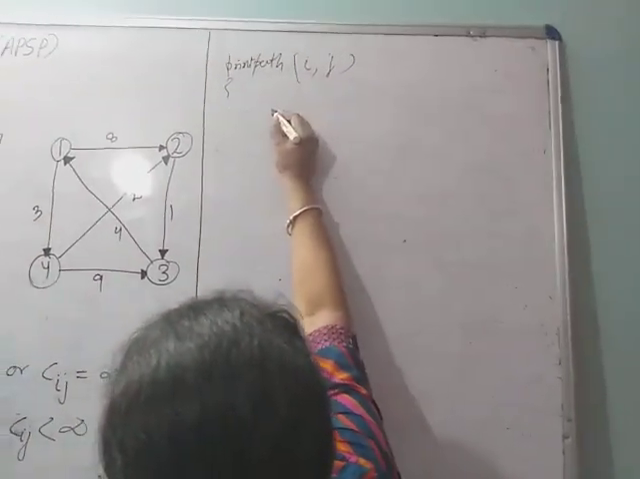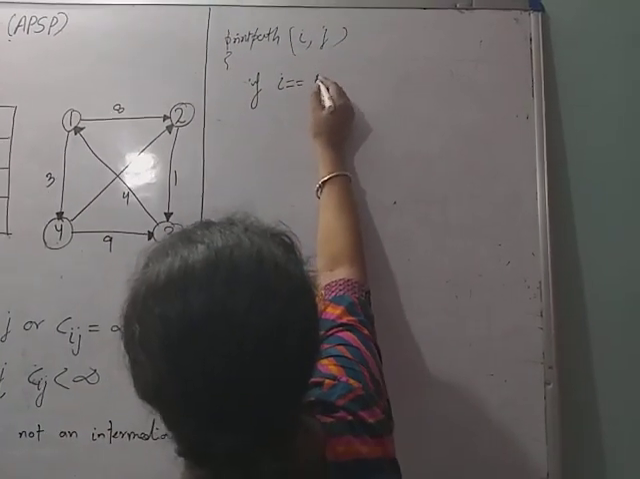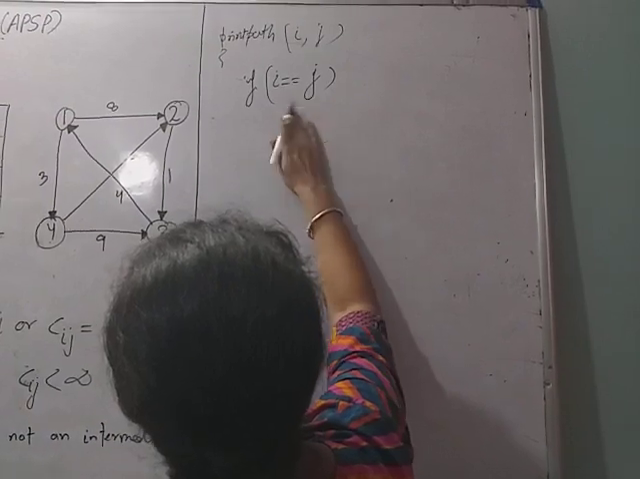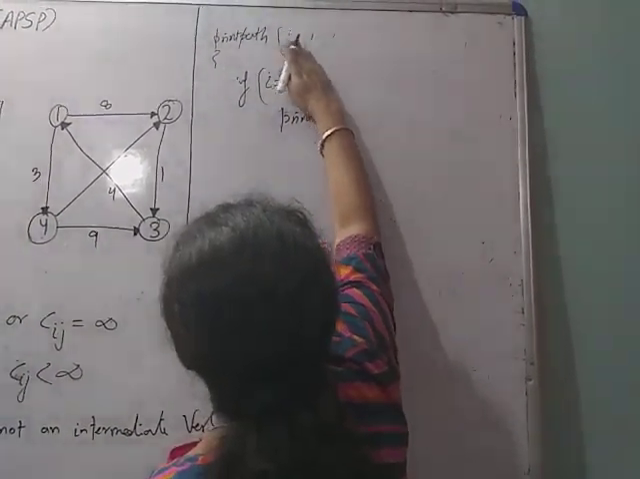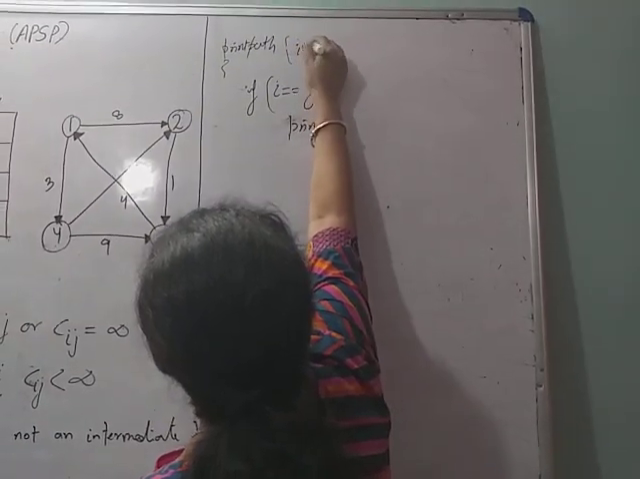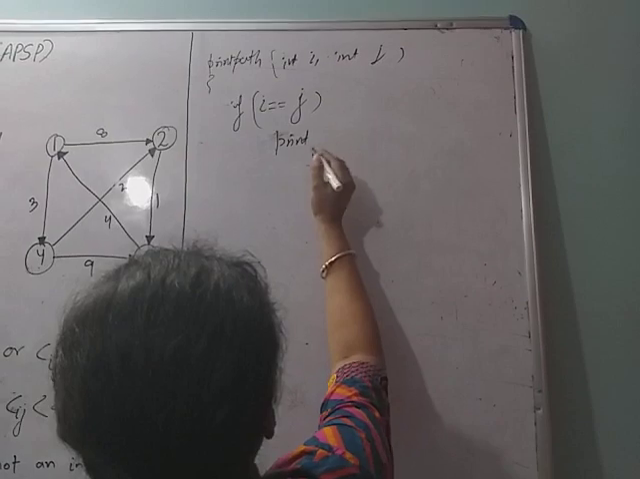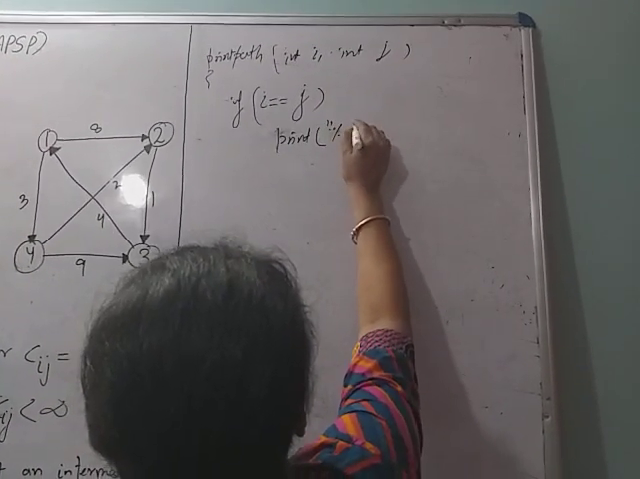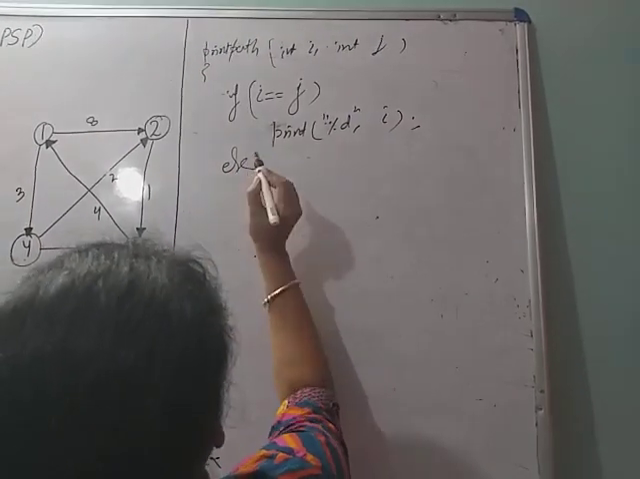So if i equal to j, then print. Just here I am writing the C function, suppose int i, int j. If i equal to j, print what? printf "%d", i.